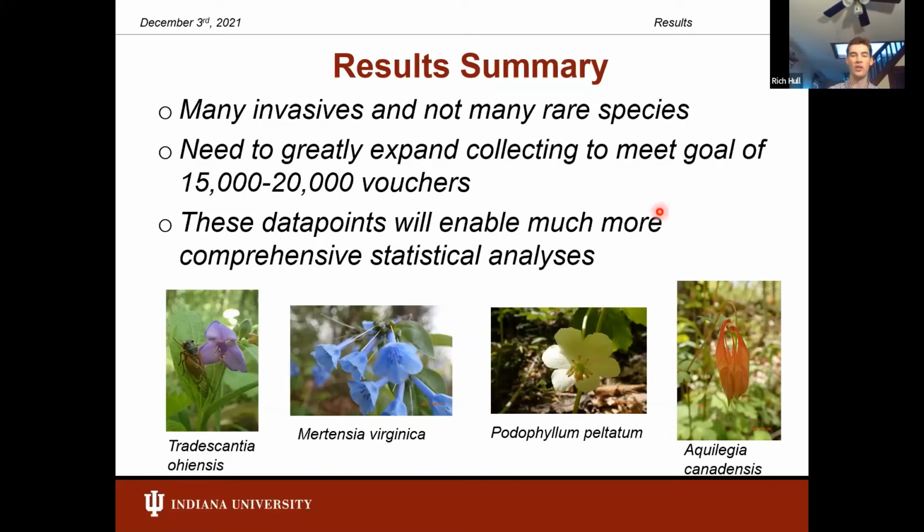These data points, as I just said, will enable a much more comprehensive statistical analysis for these more complicated research questions. And I couldn't get through this talk without including a little cicada. So I have him there with a plant that turned into a specimen up in Tippecanoe County.